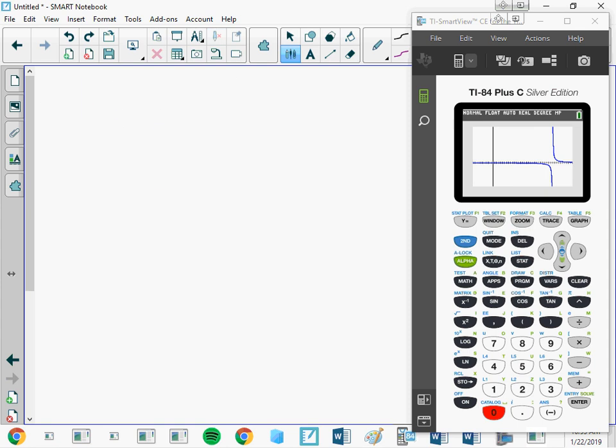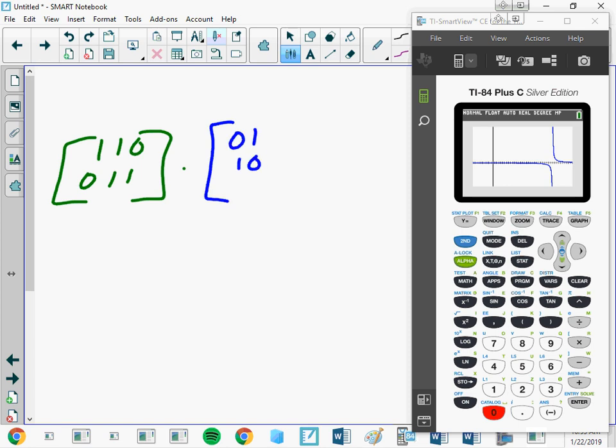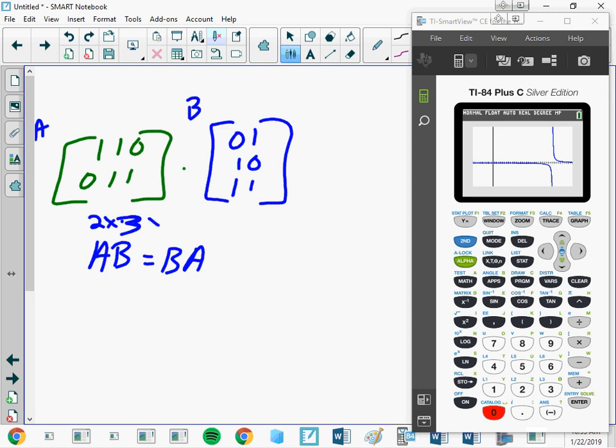Okay. So if I had the matrix 1, 1, 0, 0, 1, 1, and I wanted to multiply it by the matrix 0, 1, 1, 0, 1, 1. So we'll call this A and this B. Is A times B equal to B times A? No, it's not the case. And you can see that. Can I multiply a 2 by 3 times a 3 by 2? Yes, my answer will be a 2 by 2.